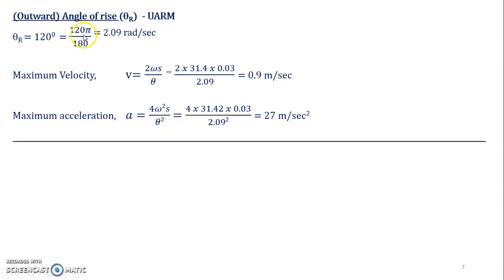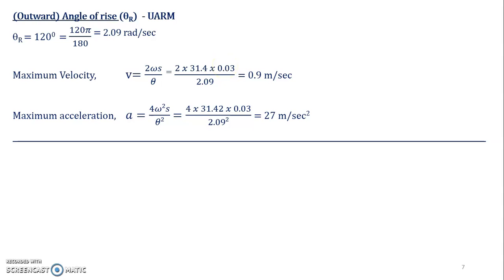So the maximum velocity v is equal to 2 omega s by theta. How did I get this formula? From the chart. For UARM, the formula for maximum velocity is 2 omega s by theta. So when I substitute, 2 into omega, which is 31.4, into s, the stroke length, which is 30 mm or 0.03 meter, divided by theta, which should be in radians, 2.09, I get 0.9 meter per second.